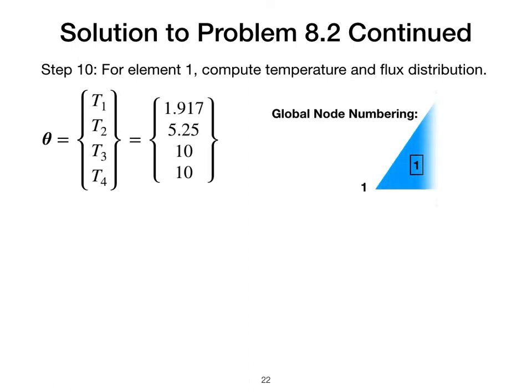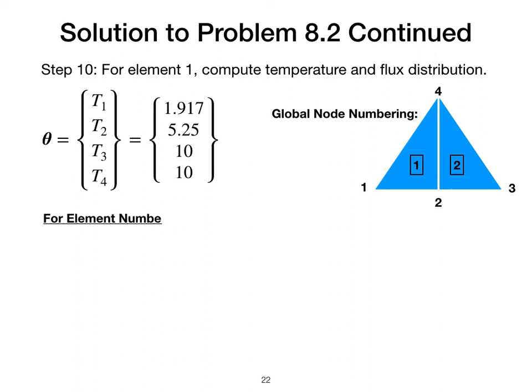Once we have the temperature vector, we can calculate how the temperature field behaves inside the two elements. Let's look at element number 1. T(x,y) will be given as a summation of shape function multiplied by nodal temperature. There are 3 nodes, so there will be 3 terms added together.